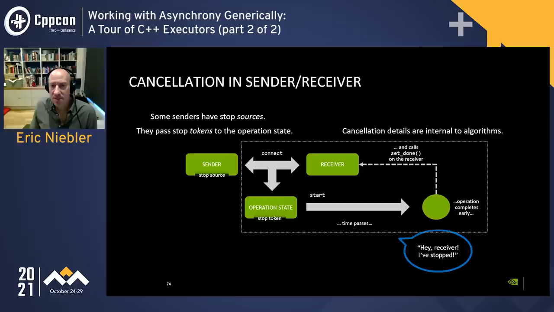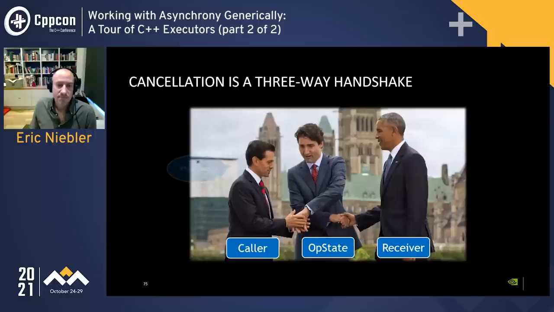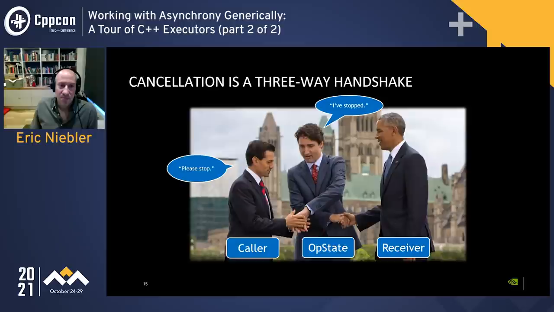All of these cancellation details are internal to algorithms. You notice it's the when all sender, which is the implementation of the when all algorithm, that declares the stop source and is in charge of managing the propagation of the cancellation signal, the request. So it's a three-way handshake here. You've got the caller that tells the operation to please stop. You've got the operation state that receives that request and then stops and then lets the receiver know that it has stopped.